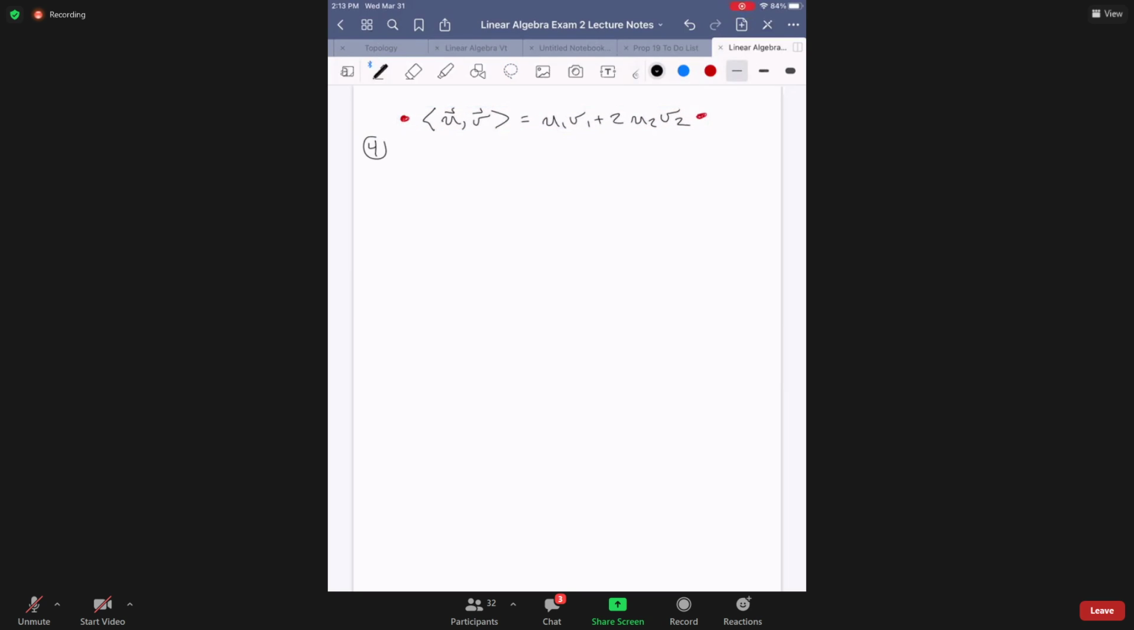Okay, so we need to show that the inner product of U with itself is always positive, and that it equals 0 if and only if U is 0, right? Okay, so let's first do the first thing. So do the inner product with U with itself.